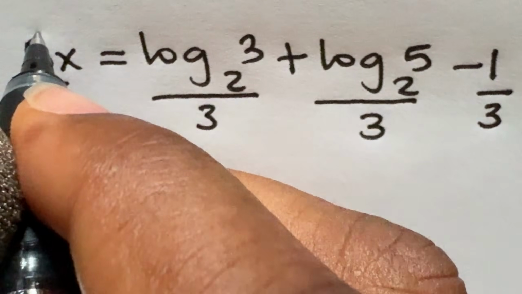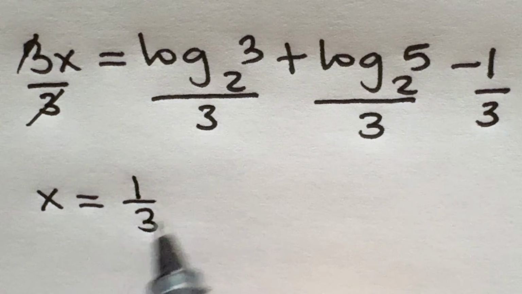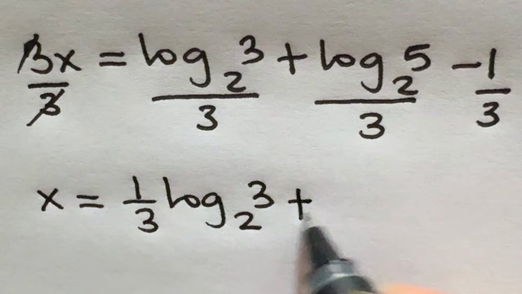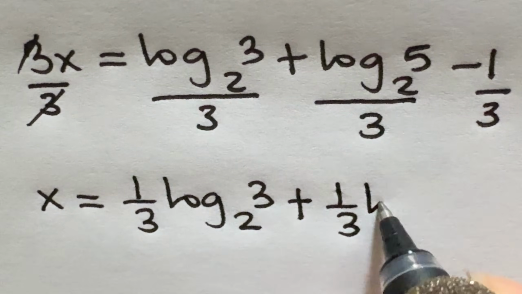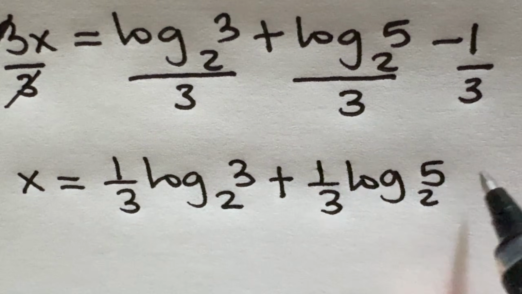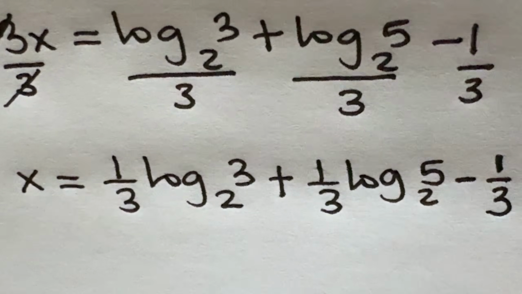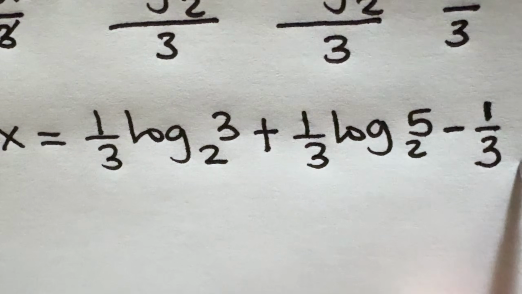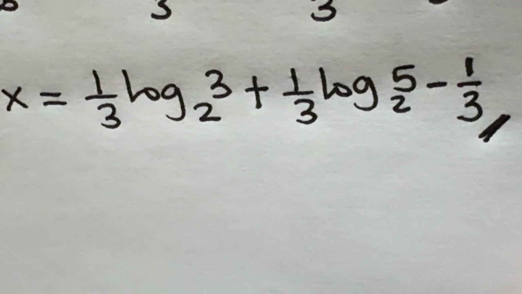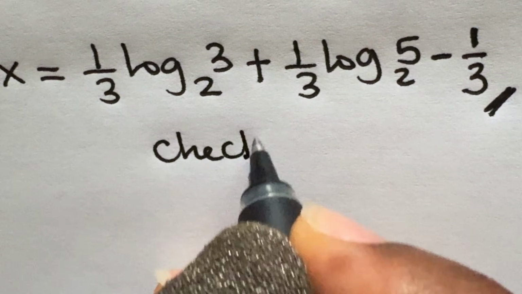This will then give us x is equal to 1 over 3 log 3 base 2 plus 1 over 3 log 5 base 2, then minus 1 over 3. This is the final answer for x in this problem. Let us now do a quick check to confirm that this is correct.